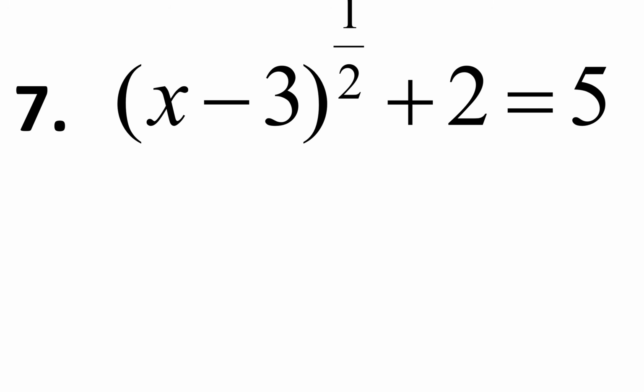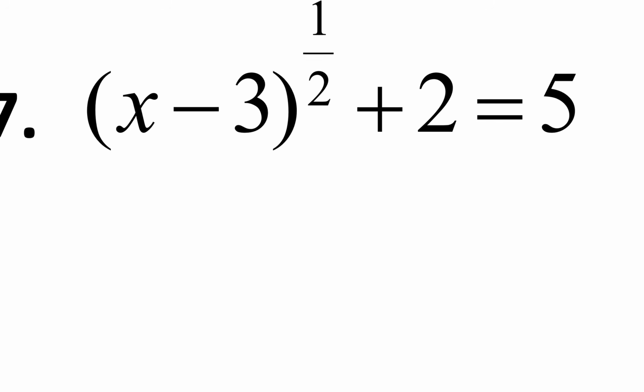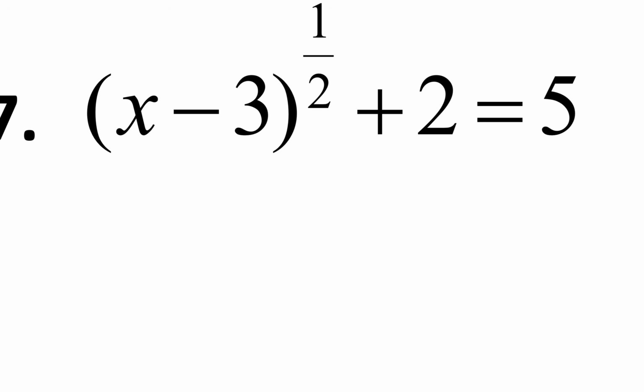All right, let's move on to the next question, number 7. Now for this one, we have (x minus 3) to the 1/2 power plus 2 is equal to 5. Anytime that you see this notation with the exponent of 1/2, you have to rewrite it as the square root, okay? So this can be rewritten as the square root of x minus 3, plus 2 is equal to 5.